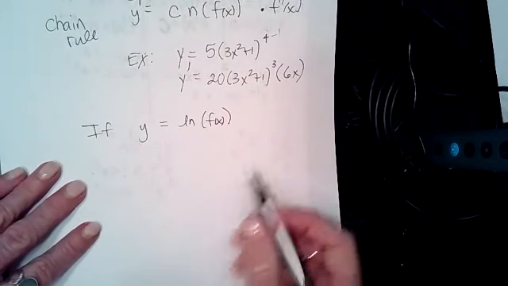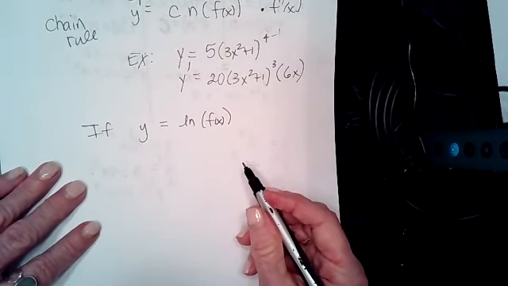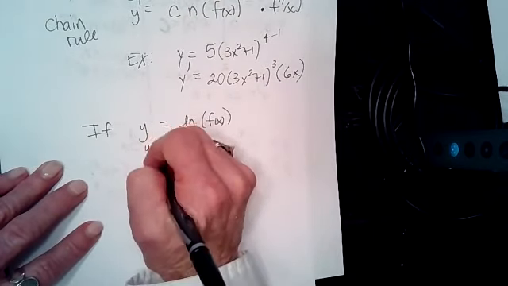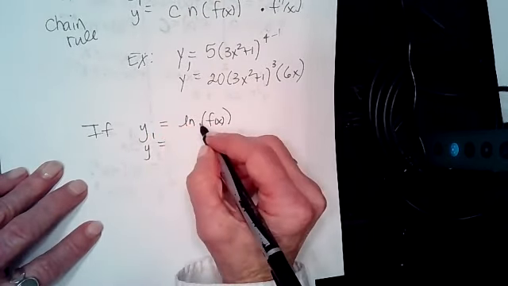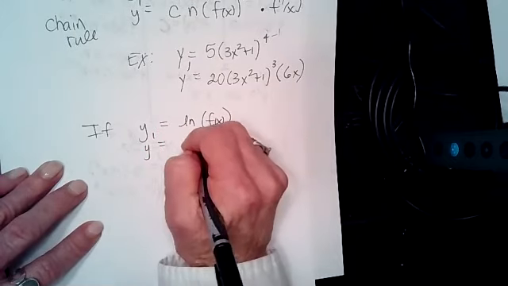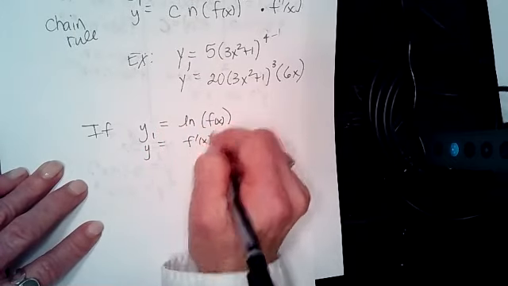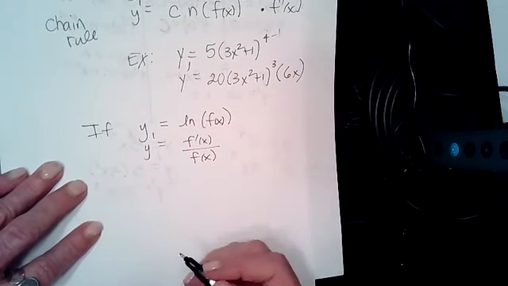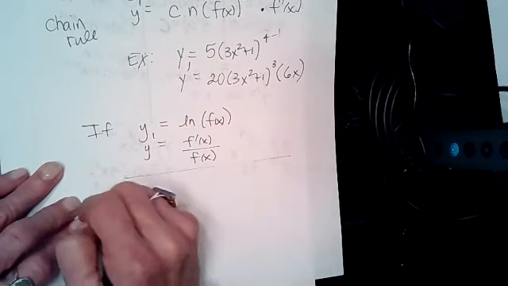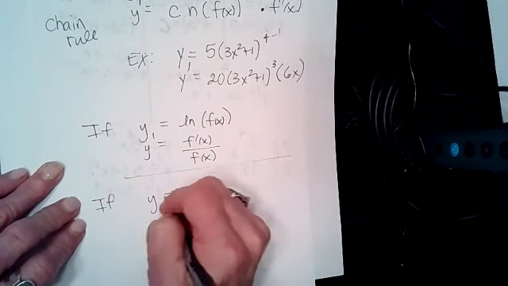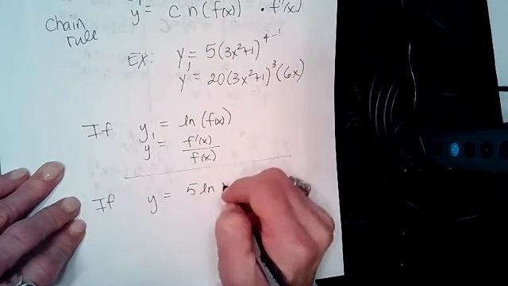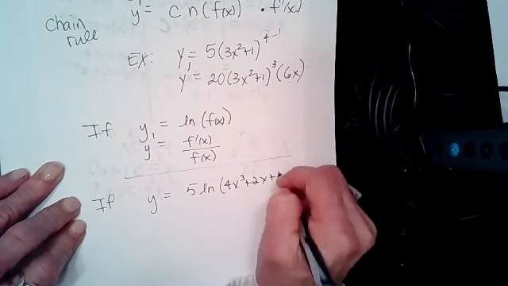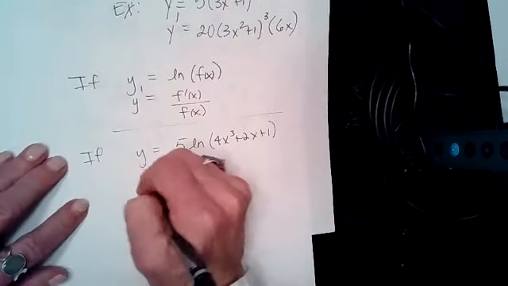All right, we talked a little bit about this in 7.1 when we let u be the ln, but y prime is, if you have the ln of a function, the derivative is the derivative of your function over your function, okay? All right, so an example of that, so what if we have 5 times the ln of 4x cubed plus 2x plus 1, okay?